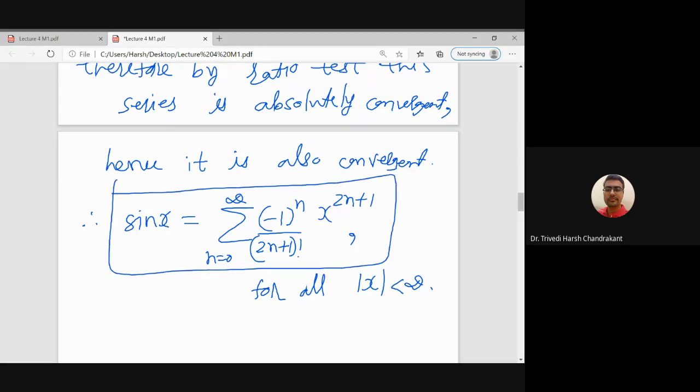So let me repeat what I said. What I'm saying is whenever this series, which is the Maclaurin series, converges for those values of x, it equals the value of the function. So what does it mean that it equals? Whatever value of x you take in this interval, you will get sin x equal to this value. When you substitute x equal to 1 here and x equal to 1 here, you will get the same value.